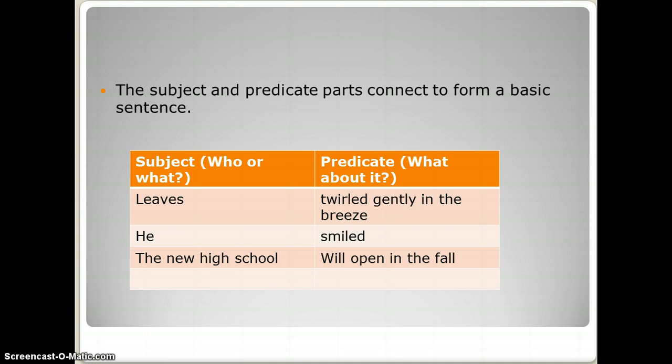Now, if you notice in the predicate, each predicate or predicate phrase starts with a verb. For example, twirled, smiled, will open. So the predicate contains the verb or verb phrase. And the subject is who or what the sentence is about.